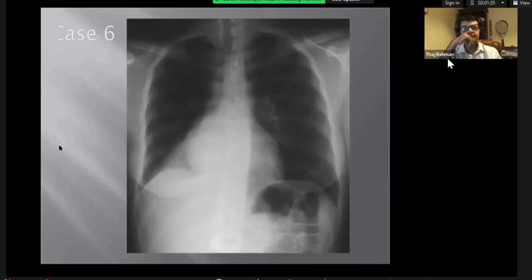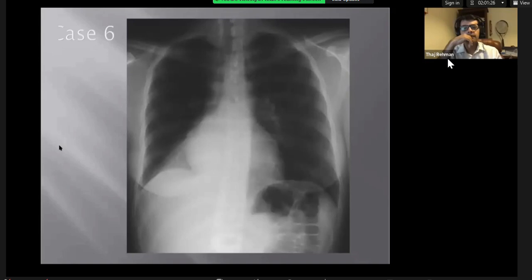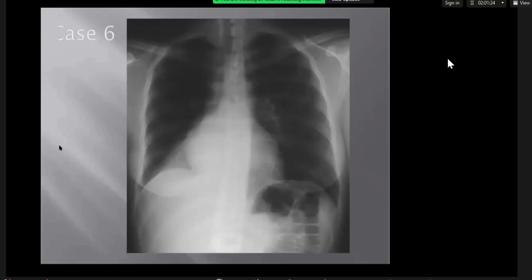The right hilum is unclear. I cannot pinpoint the right hilar point. Maybe it's shifted down behind the right side of the heart.